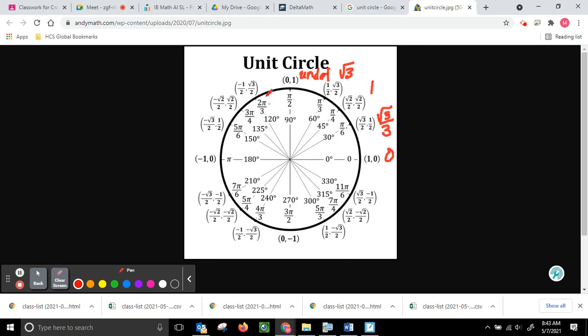Of course, you can simply reflect these all over, and whenever you have one negative and one positive for your x and y, then it's going to be a negative value. Whenever you have both positive or both negative, you're going to have positive values.